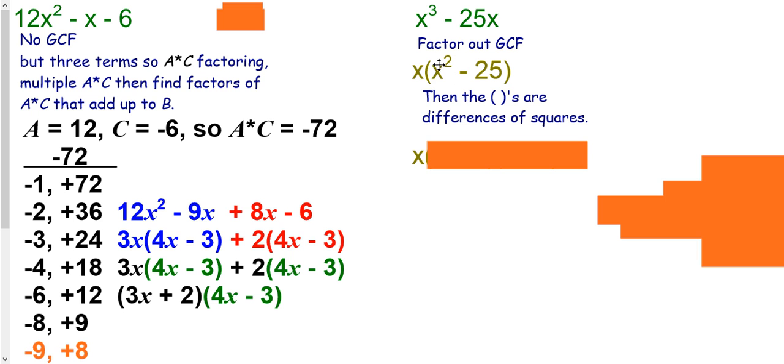What goes in the beginning of each parenthesis? You ask yourself, what's being squared to give me an x squared? And so that's an x. So you put an x in the beginning of each one. You ask yourself the same question here. What's being squared to give me 25? And that's a 5. So you put a 5 in the end of each parenthesis. So both parentheses are the same, but one's plus, one's minus.